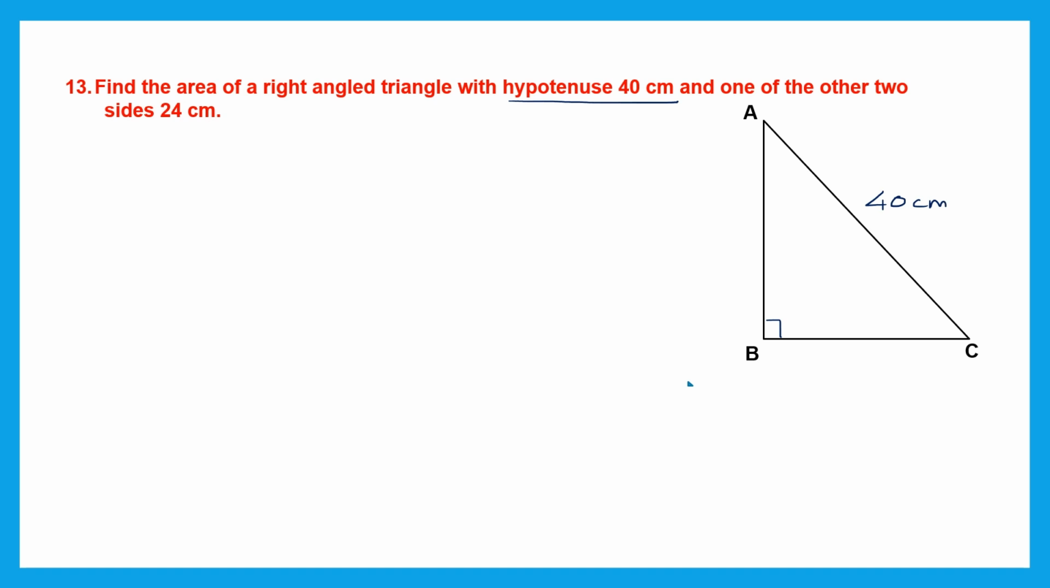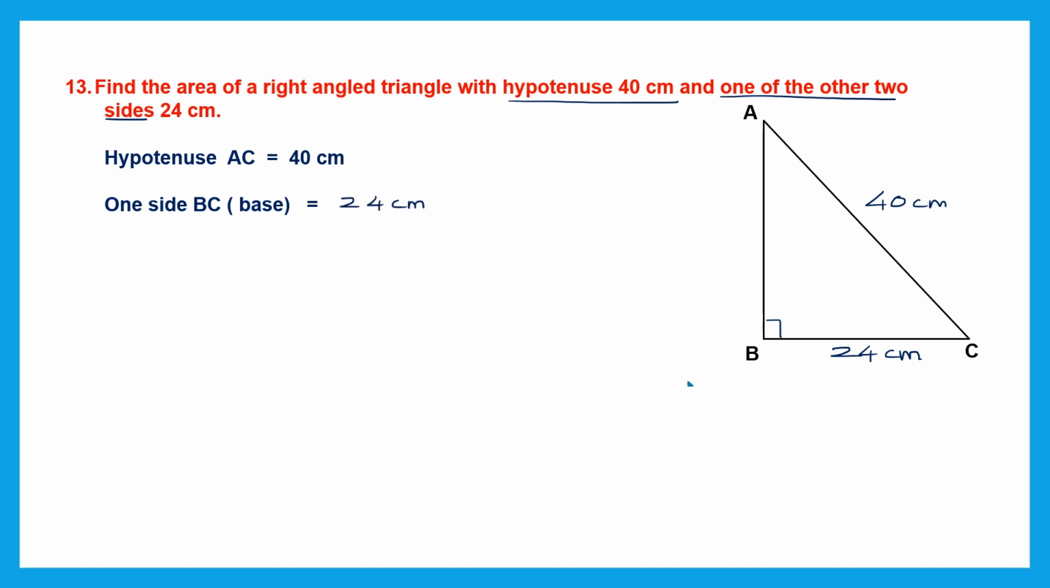And we are also told that one of the other two sides, so there are two sides left, AB and BC, is 24 centimeters. Now we can take BC to be 24 centimeters or AB to be 24 centimeters. So here let's take BC to be 24 centimeters. That means hypotenuse AC is 40 centimeters. One side we can take as the base, and that is 24 centimeters.